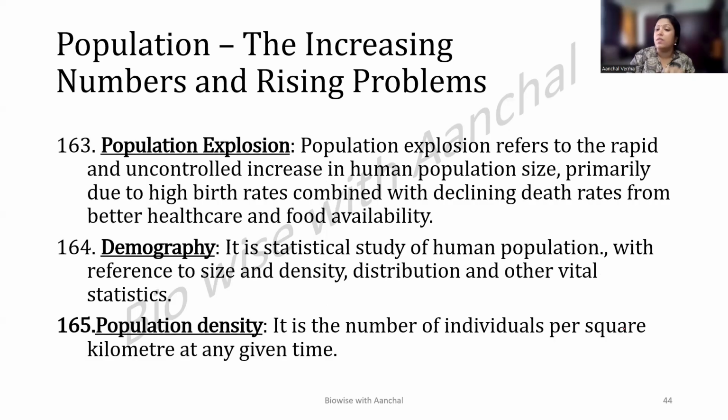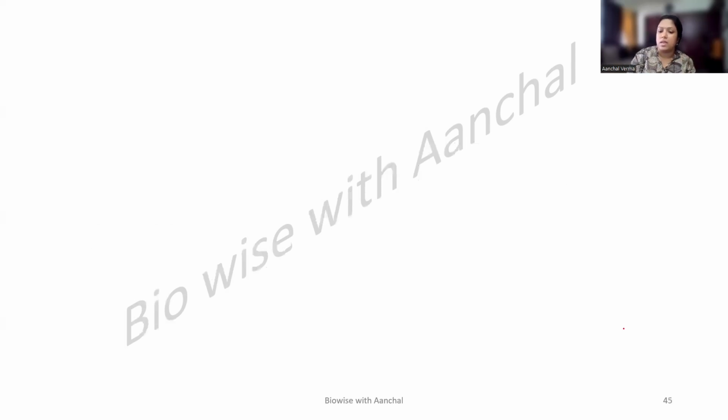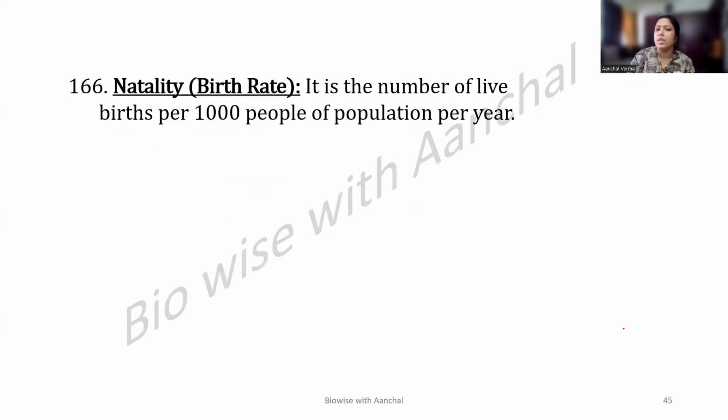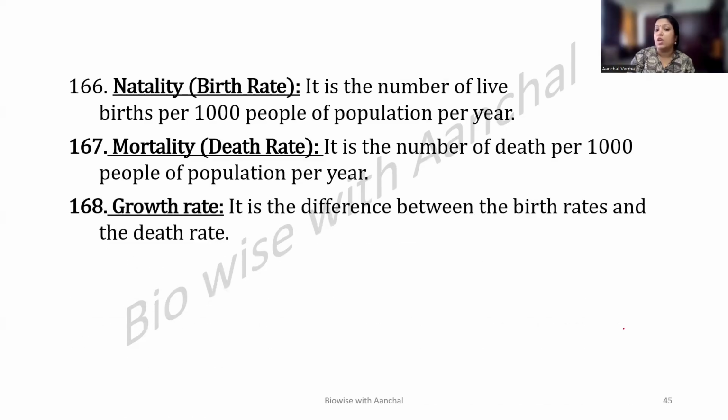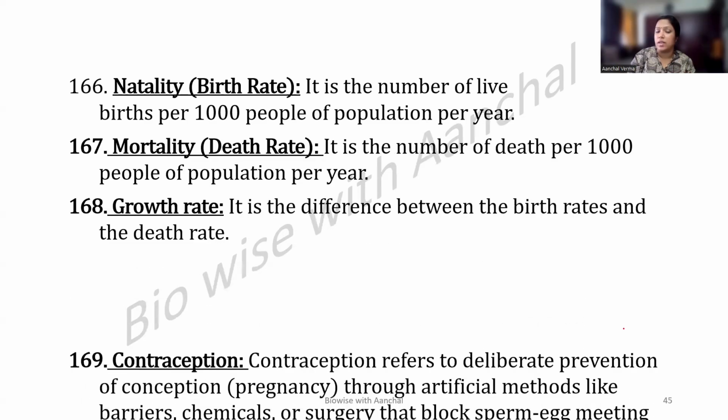Population density: number of individuals per square kilometer at a given time. So numerical questions can be asked: calculate the population density of a place with this much area. Just divide the number of people living there by the area in square kilometers, and that is the population density. Natality is the number of live births per thousand people of population per year. Again, a good concept for numericals. Mortality is the number of deaths per thousand population per year. Growth rate is natality minus mortality.